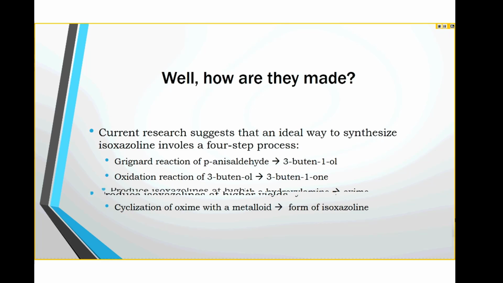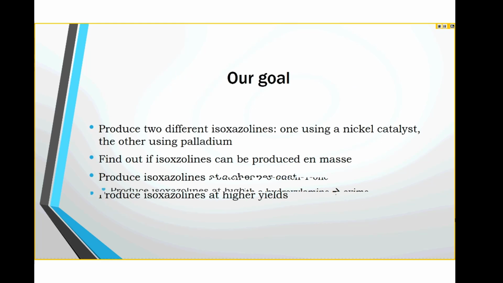So our goal for the project was to produce 2 different isoxazolines, one being nickel catalyzed based and the other being palladium catalyzed based. And so when we're doing this, we also wanted to find out if isoxazolines can be produced in mass, as well as if we can produce them at a cheaper cost, because currently it's extremely expensive to make isoxazolines, as well as to buy them, because the pharmaceutical companies raise the price, making them more expensive to buy.